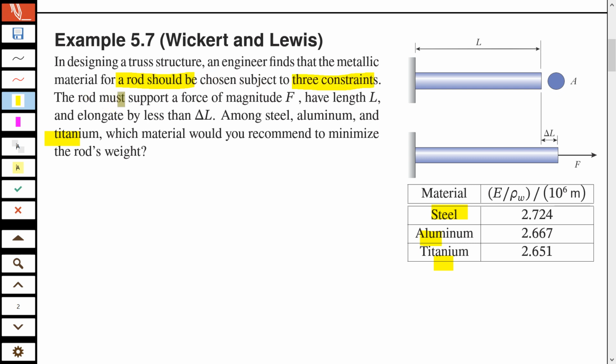What are the constraints? The rod must support a force of magnitude F. It must have length L, and it is not allowed to elongate more than delta L. So it must elongate less than delta L. Among these three materials, which material would you recommend to minimize the rod's weight? Now, minimum weight means low cost. Now, how is area relevant there?